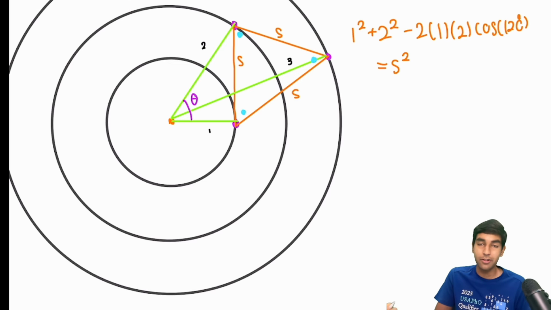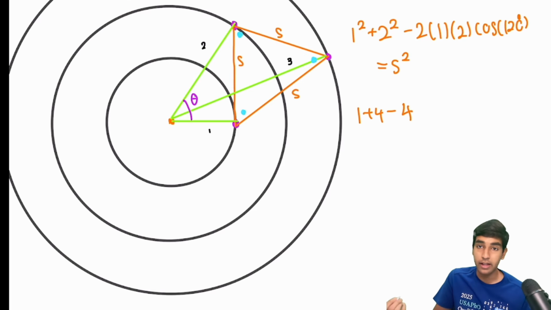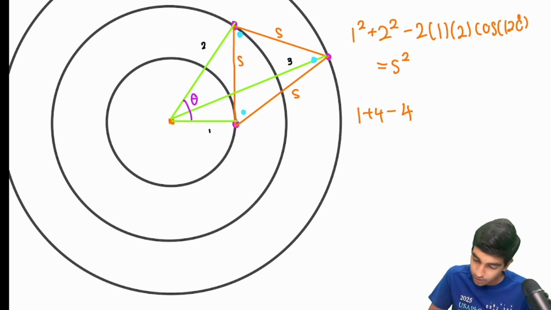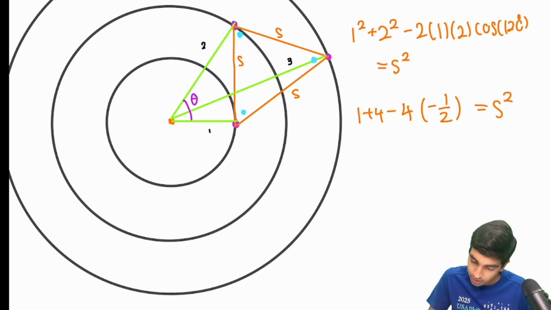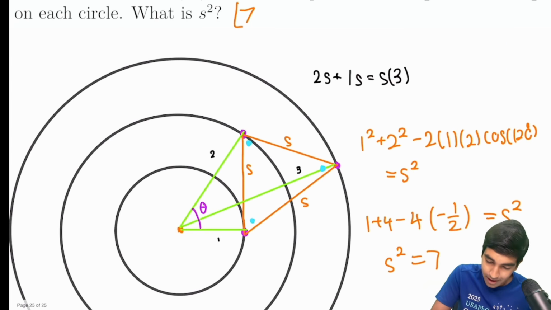And we're looking for s squared, so this is nice here. We just find the top. So that's going to be 1 plus 4 minus 4 times cosine 120. Cosine 120, imagine the unit circle. It's going to be around here, so you can see here negative 1/2. So negative 1/2 equals s squared. And this is just 1 plus 4 plus 2. So s squared equals 7. So the answer is 7.